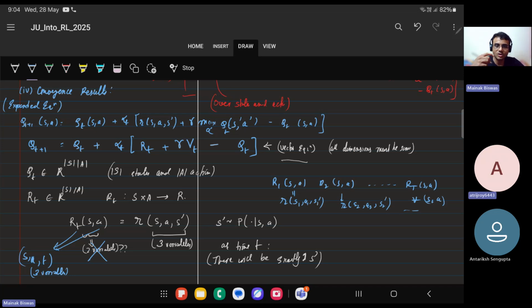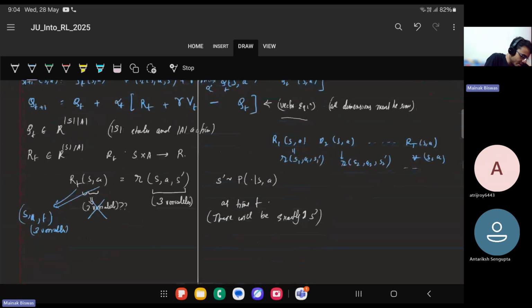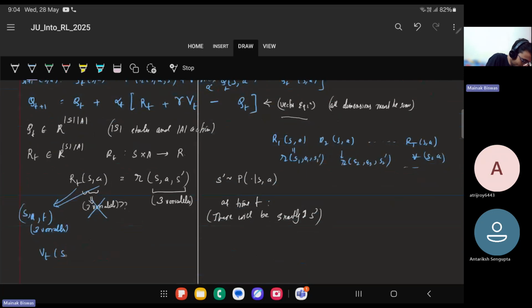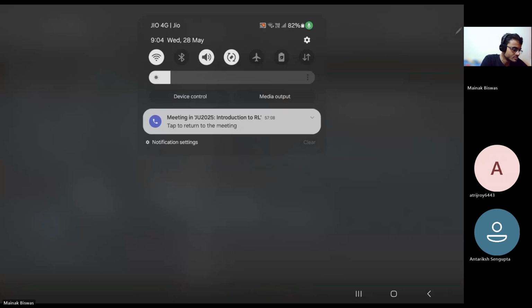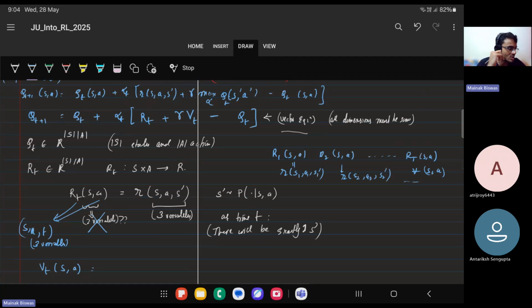So it's not probabilistic, it's a random variable. At a time t, you will get this reward function or the reward vector depending on what S dash you sampled, right? Now Vt, again, Vt will also be a function of S comma A. What will it be? Compare these two equations and tell me what Vt of S comma A will be.